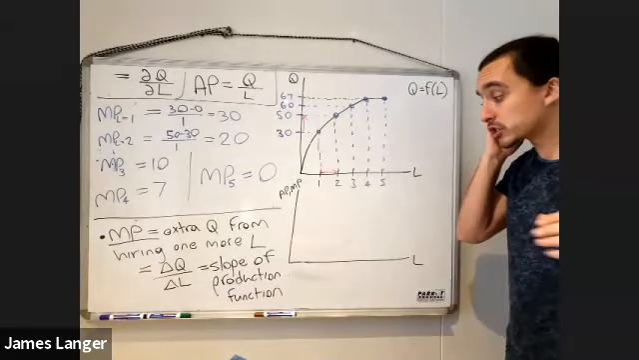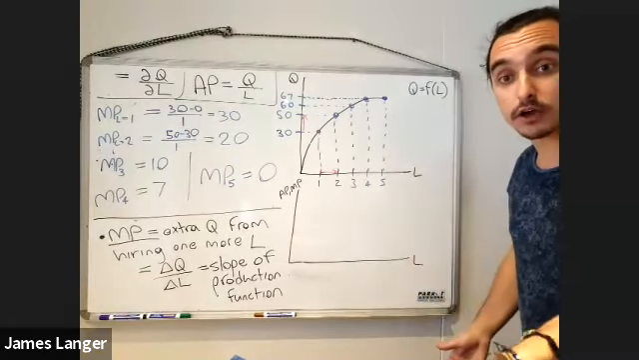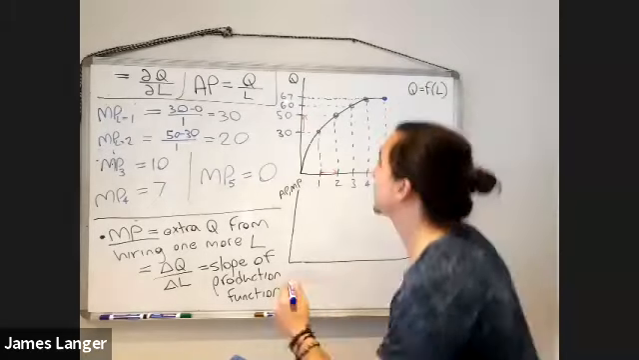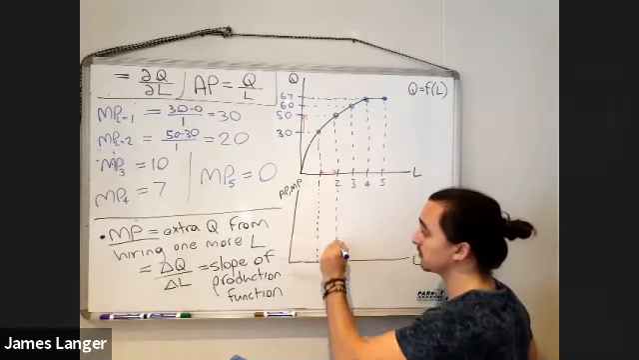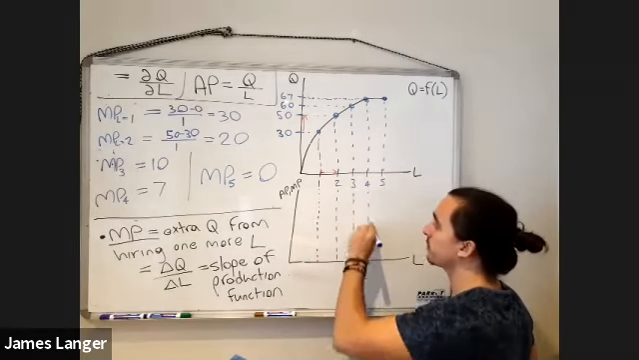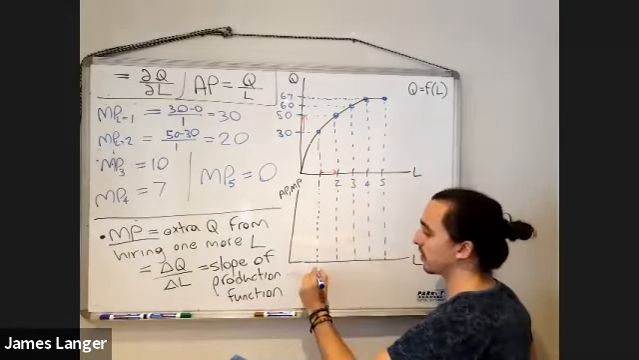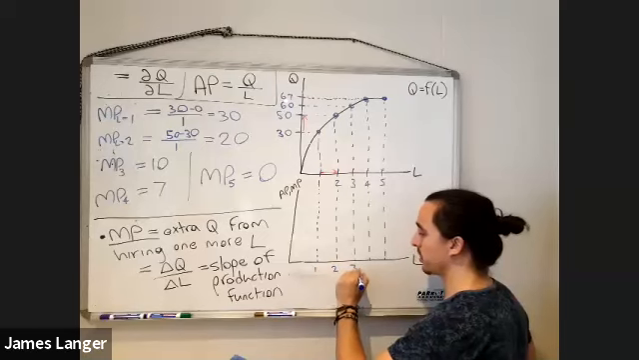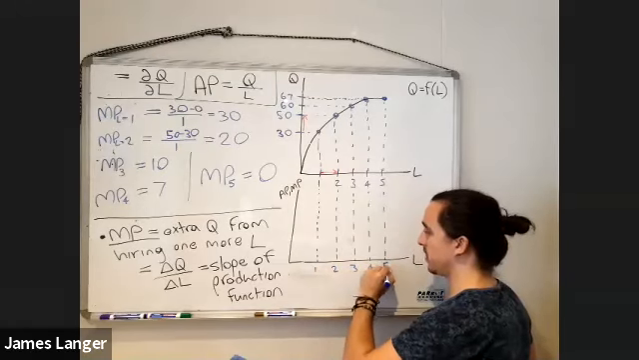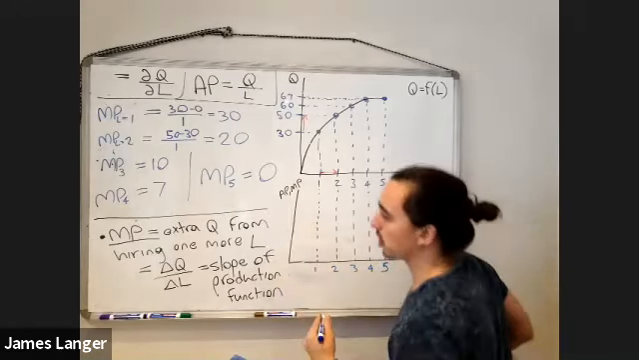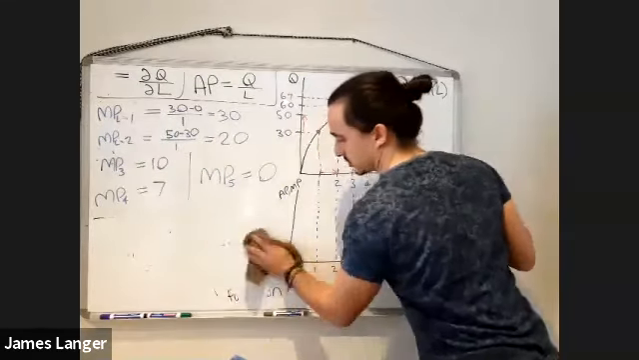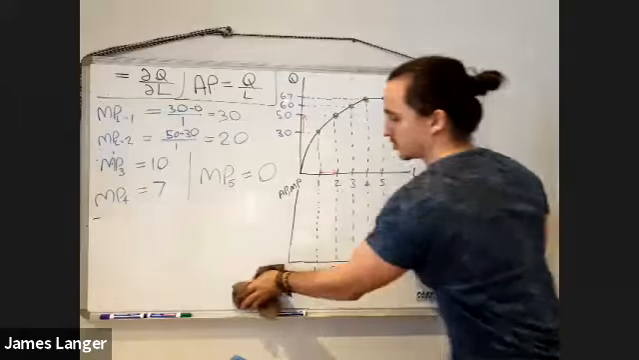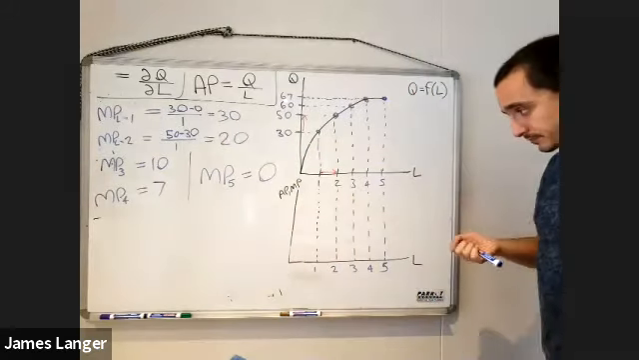Fantastic. Okay, so let's now graph this. Okay, let's graph this. So we're going to take these numbers down, 3, 4, and 5. So I've got 1, 2, 3, 4, and 5. Okay, and now I'm going to start doing my marginal product numbers. So we calculated the marginal products along the way.